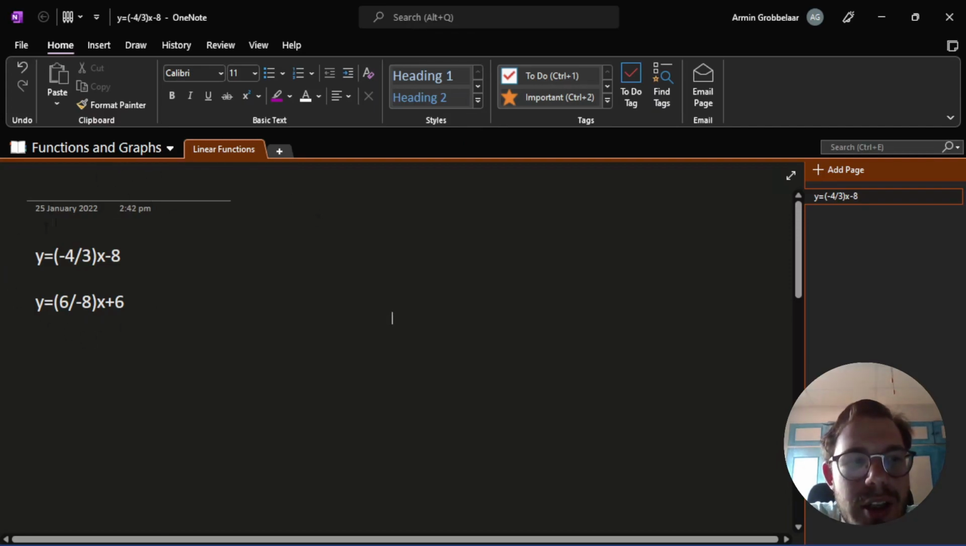So today I'm going to sketch these two functions. I've put timestamps below if you only want to see how I sketch one of these. So let's begin.